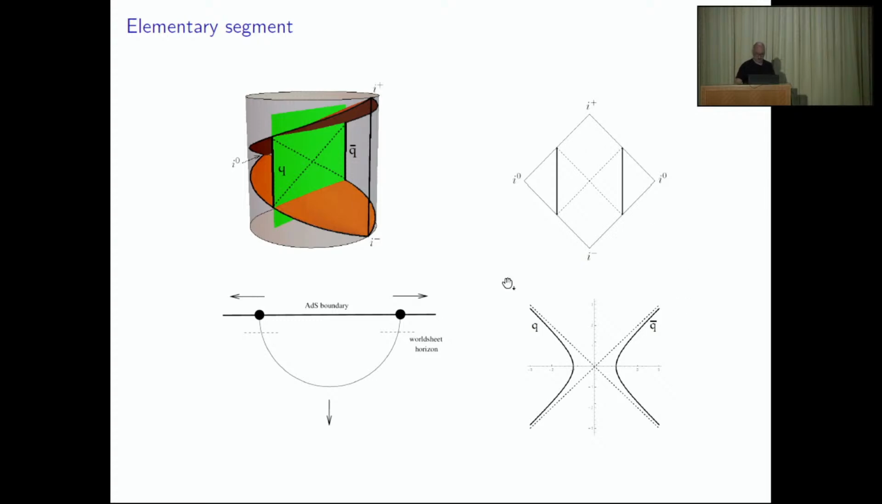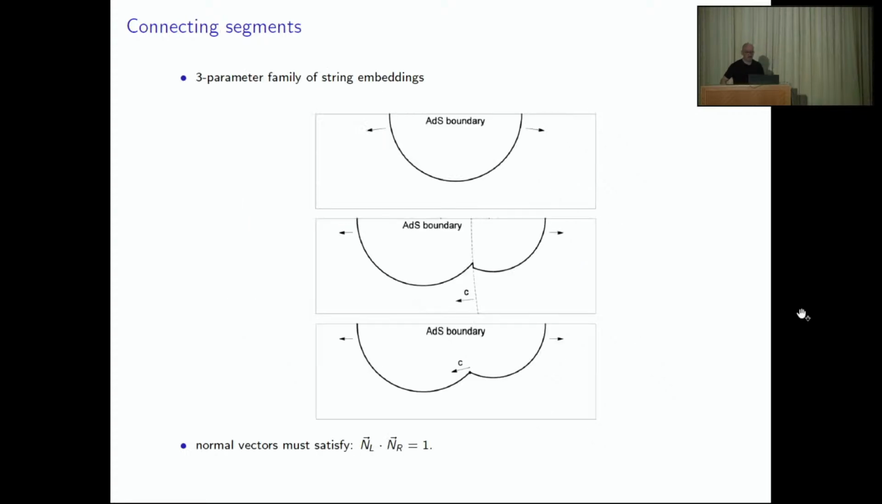So that's what it looks like. And you have pictures here of how the quarks, the string endpoints, behave on the boundary. Okay, so this is our elementary string segment. And we'd like to connect two of these. Okay, so how do we do that?